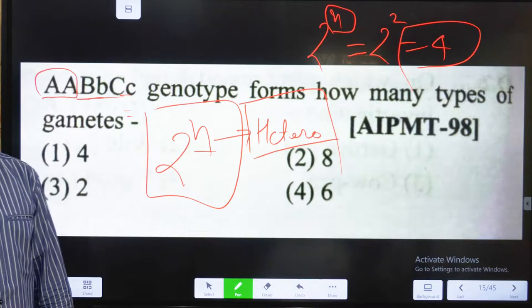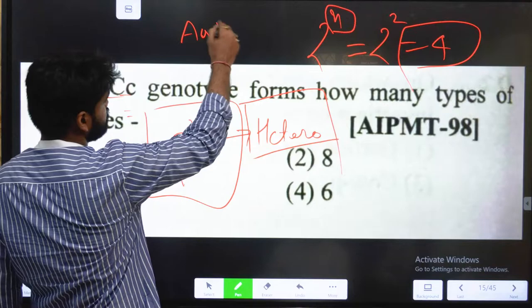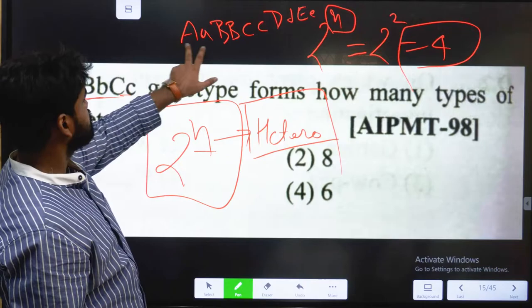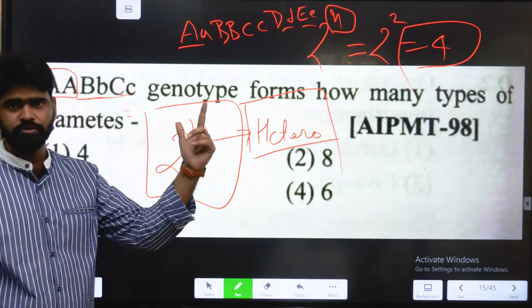Any proof for this? How many types of gametes? 1, 2, 3, so 8. Okay? 2 raised to power 3, 8. Got it?